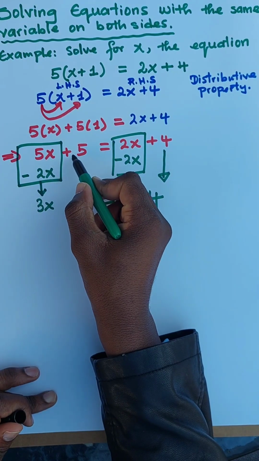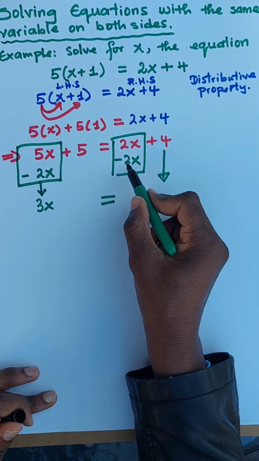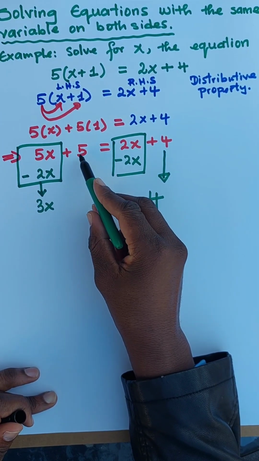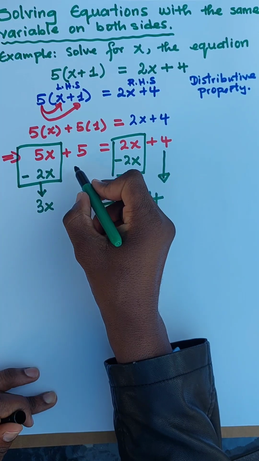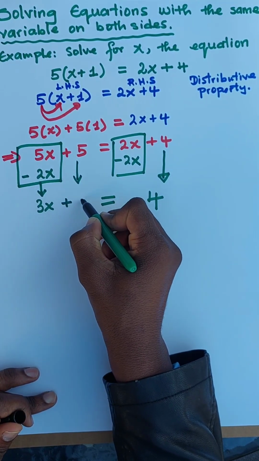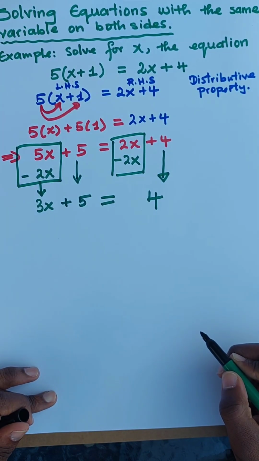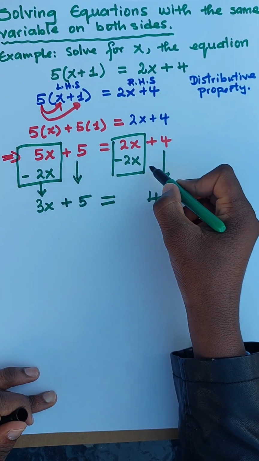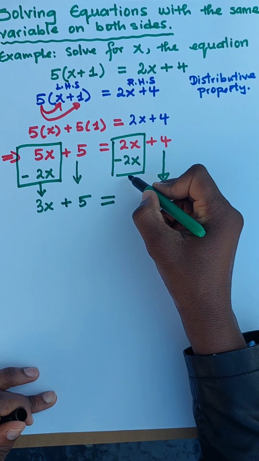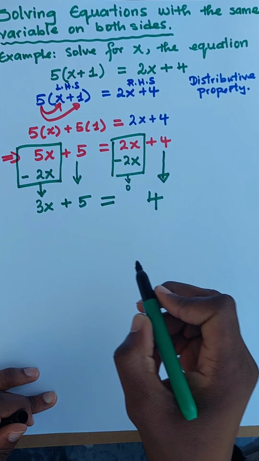Now this positive 5 is not a like term to that. So you see why we are subtracting 2x on the x term, because they are like terms. This positive 5 does not have the x, so it will come down here as positive 5. So now we have a new equation. Remember, 2x minus 2x became 0, so we're not worried about it again. We can cross that out.